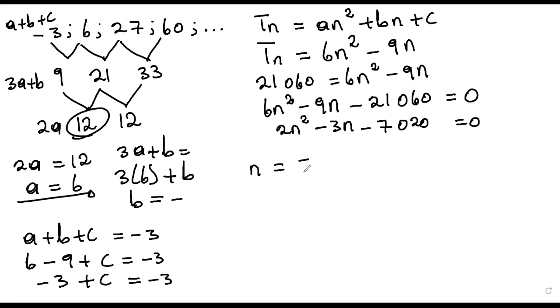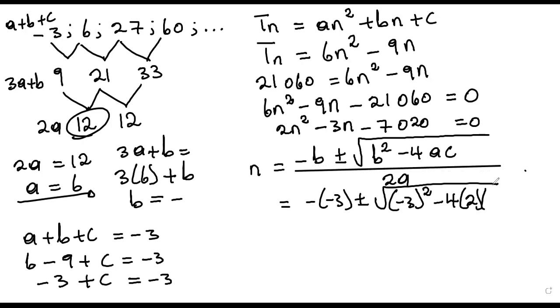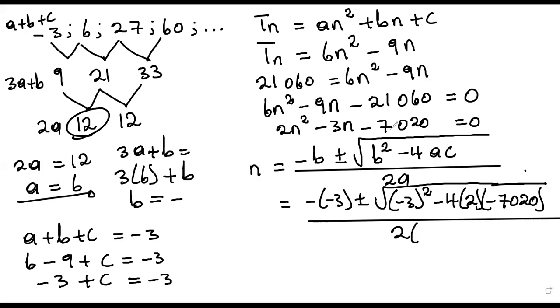So it says n equals minus b, plus or minus the square root of b squared minus 4ac. This is your quadratic formula. Now the whole thing is divided by 2a. So now we substitute. We know the value of b is going to be negative 3. And then we say plus or minus the square root of what? b is negative 3, so we square it. Then we say minus 4. a is going to be 2. And then c is going to be negative 7,020. Now this whole thing is divided by 2, and then our a, we said it's going to be 2.